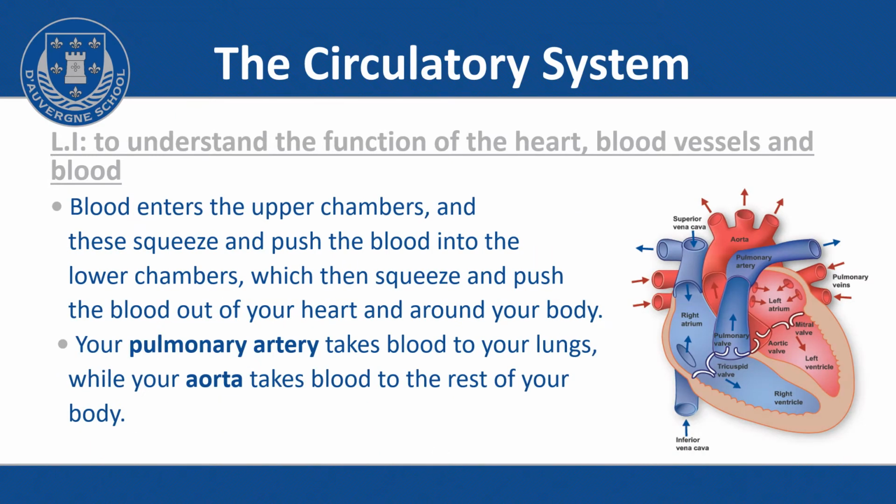Okay, so blood enters the upper chambers and these squeeze and push the blood into the lower chambers, which then squeeze and push the blood out of your heart and around your body. Your pulmonary artery, which you can see on the right-hand side on the diagram, takes blood to your lungs, while your aorta at the very top of the diagram takes blood to the rest of your body.